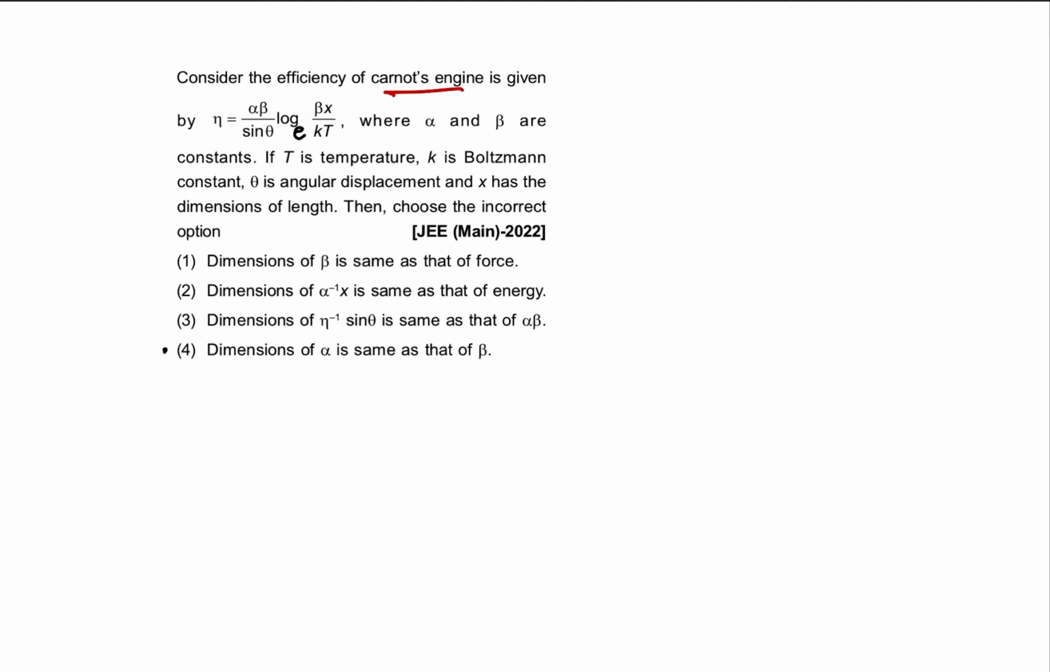I have taken one more question. Consider the efficiency of the Carnot engine is given by eta = alpha beta / (sin theta) log_e (beta x / kT), where alpha and beta are constants, T is the temperature, k is the Boltzmann constant, theta is the angular displacement, and x has the dimension of length. Choose the incorrect option. Observe carefully, they are asking for the incorrect option. You will check now one by one.